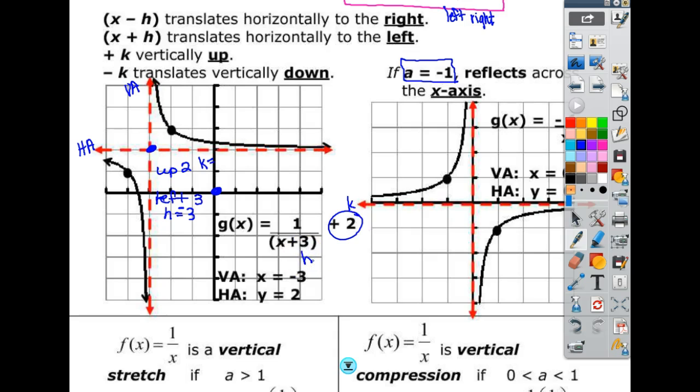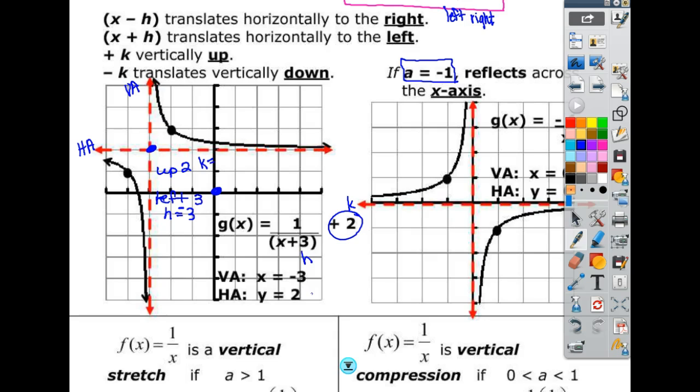Notice they have the K here, and they have the H here. And notice those are the same numbers that make your vertical asymptote and horizontal asymptote. So VA stands for vertical asymptote, HA stands for horizontal asymptote. You've got to know which way horizontal is. Horizontal is flat, vertical is up and down.